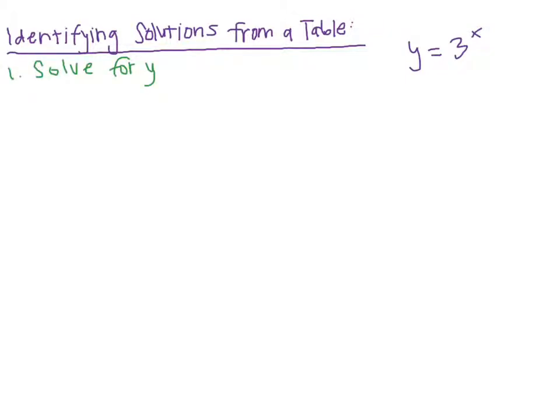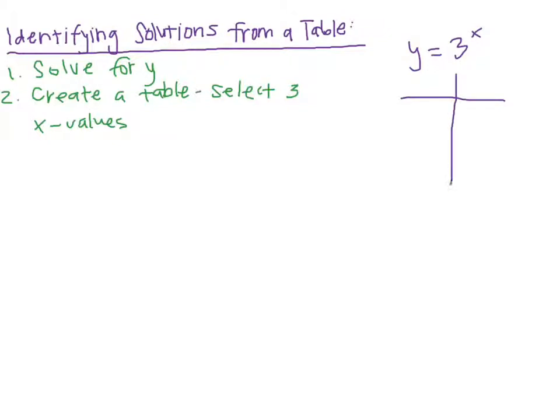Same step that we took with finding solutions by graphing. Well, in this case, where we have y equals 3 to the power of x, we have already solved for y. y is the only thing alone. So we can skip the first step and move on to step 2. Create a table by selecting 3 x values. So here is my table, and I am going to select the values of 0, 1, and 2. You can select any x values you want, but I'm selecting those because I think it's easier to stick with smaller numbers.